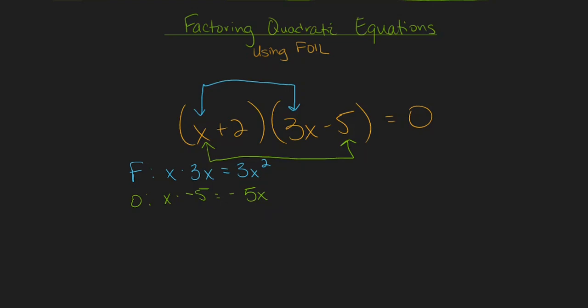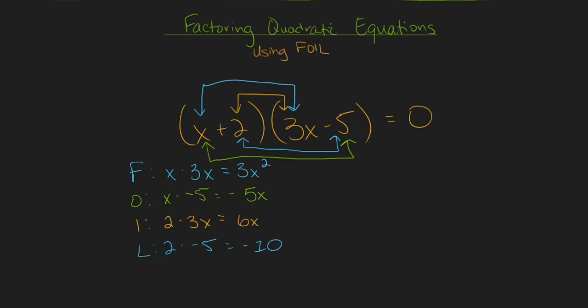The I in FOIL stands for inners. These are the two innermost or middle terms of your factors. In our case, this is 2 times 3x, which will give us 6x. And then last but not least, L stands for lasts, or the final term of each factor. In our situation, this is 2 times negative 5, or negative 10.